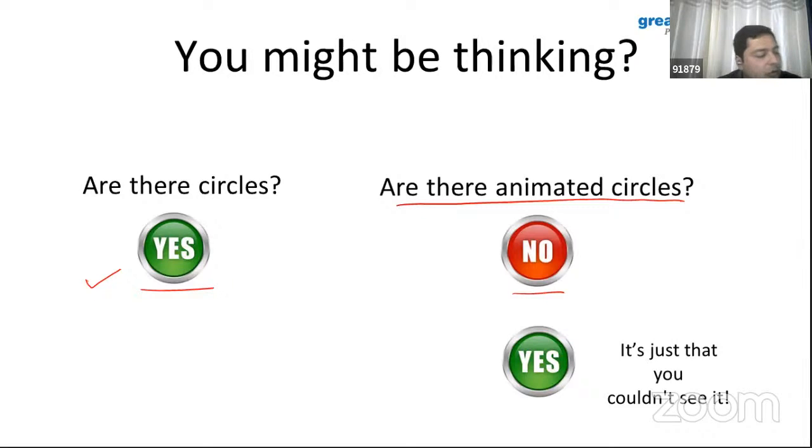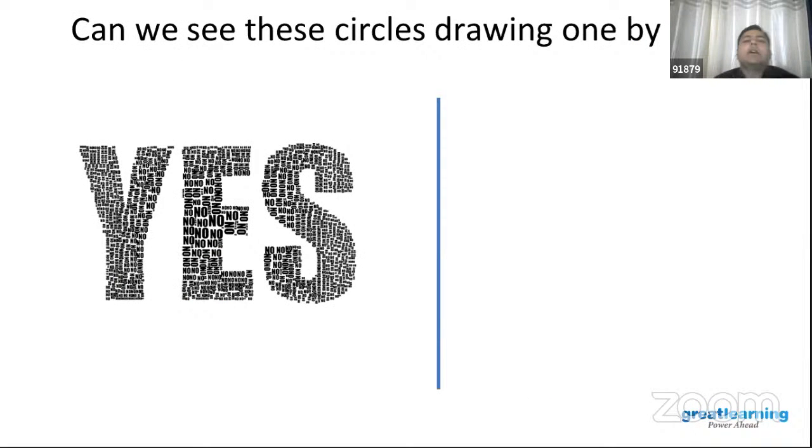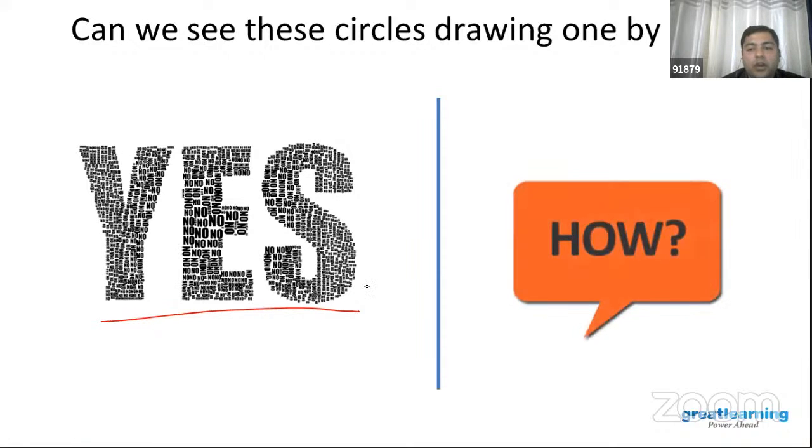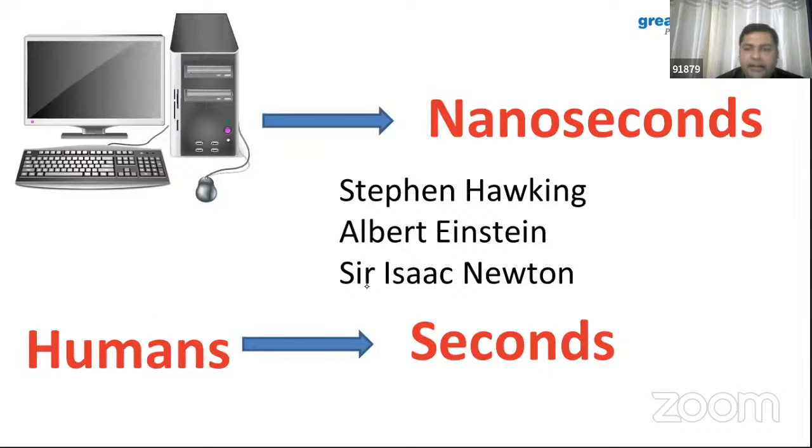Okay, so what is actually happening inside? Check carefully. Can we see them drawing one by one? Of course yes, we can see them drawing one by one. Okay, the question comes, how can we see this? So now let's answer that. How can you see those circles drawing one by one? Before understanding that, let's find out why you were not able to observe them.